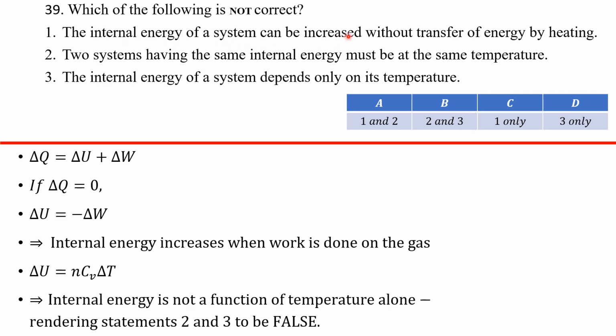So the internal energy of a system can be increased without transfer of energy by heating. Correct. Why? Because I can do work on the system. So our answer here is C.